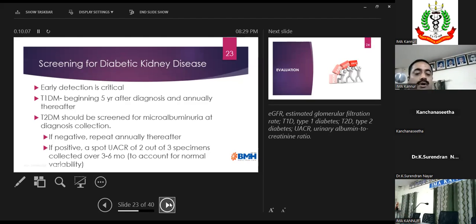If positive, make sure that 2 or 3 specimens show this proteinuria before you confirm that the patient has microalbuminuria. And the urine should be non-ketotic and sterile.